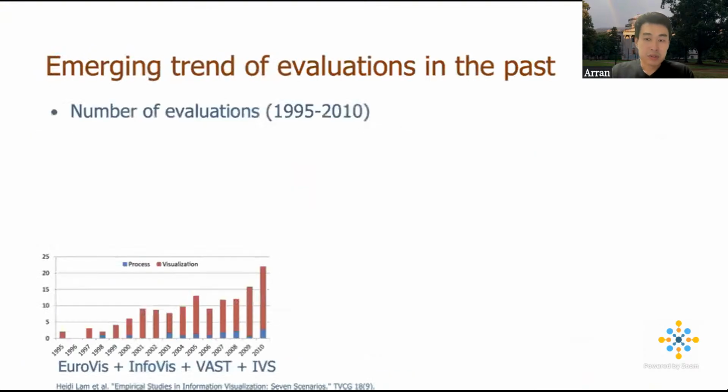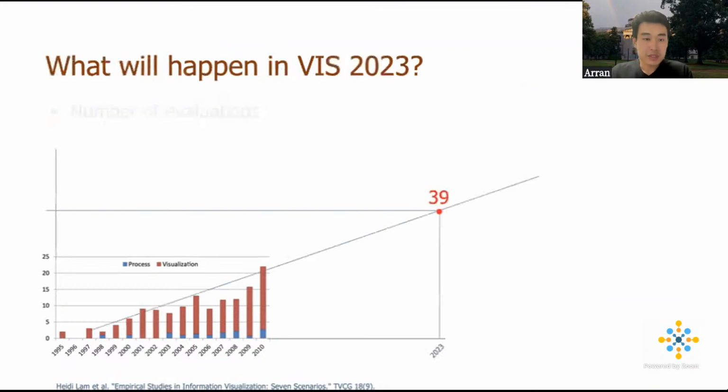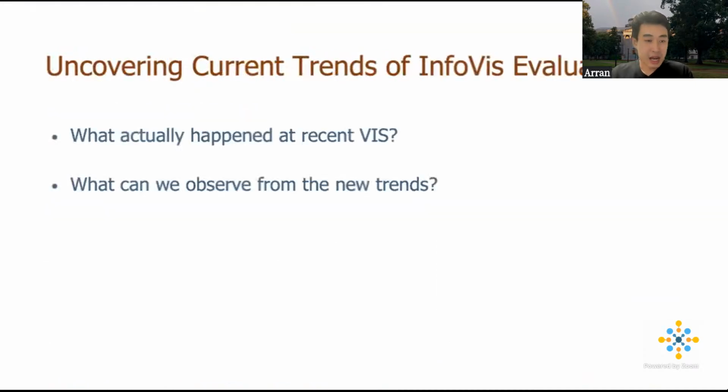Previous work reported an emerging trend of more and more evaluations being used in visualization research, specifically in info-based papers. Using their results, we can easily predict future trends with some models. It looks linear, for example, and if we feed it into a linear model, we assume there are going to be 39 evaluations in 2023 based on the previous data. This number seems impossible, actually. So we anticipate this previous work may not be enough to effectively describe the current trends. Our objective is to summarize the current trends and patterns to understand what actually happened in the community, and discuss what we can do in the future about info-based evaluations.